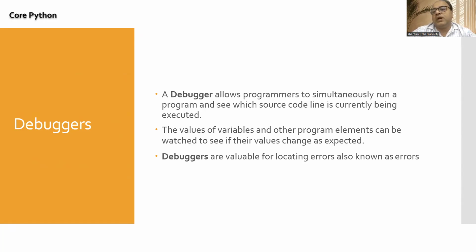When you write a program, it's very imperative that you get an error, and you need to track those errors and rectify those errors so that you can run your program without any error. So here lies the role of a debugger. The debugger will allow the programmer to simultaneously run a program and see whether the source code line is being currently executed or not. If there is any error in the program, the debugger will prompt and it will allow us to remove those errors.